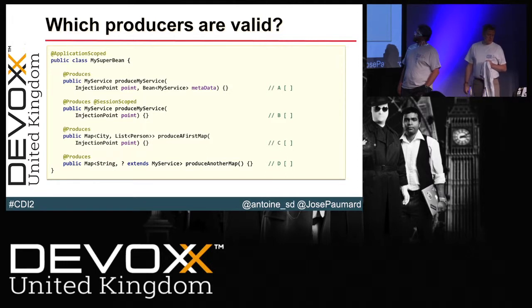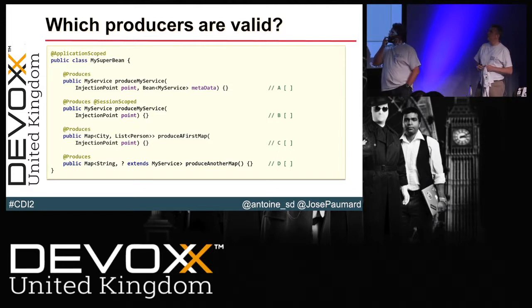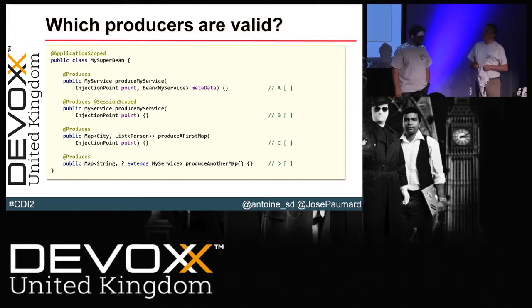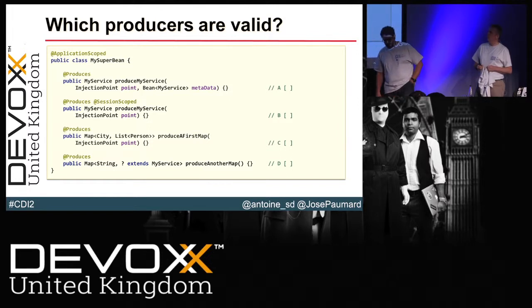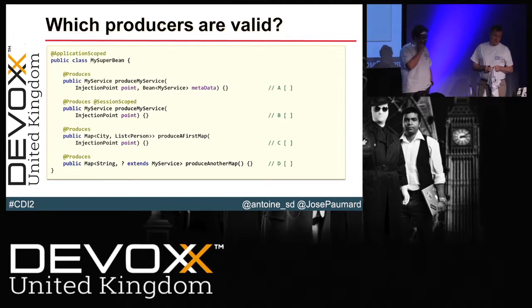So the first injection point, it's a regular method, returns my service, takes an injection point and a bean. Now we already saw that bean object on the previous quiz, my service metadata. So basically it receives the injection point and the metadata of the bean. All right, great. Second method, the second method is session scope. It's an HTTP thing, right? Yeah, it's one of the built-in scopes in CDI, but it comes from HTTP. Okay, so is it valid or not?